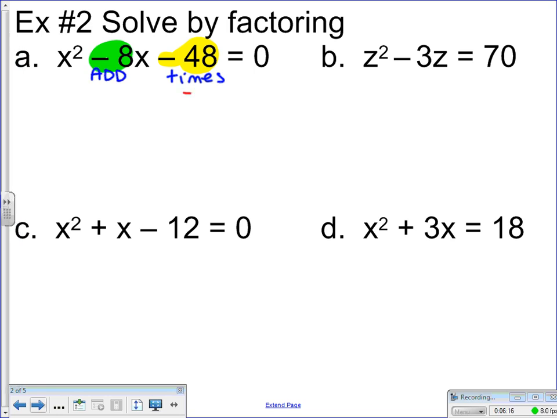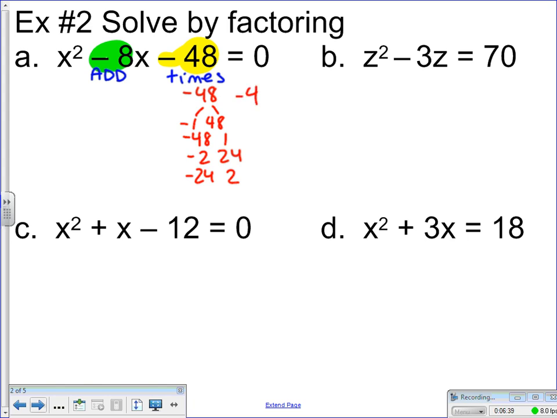So, negative 48 is negative 1 times 48. That's not going to work. Or negative 48 times 1. Neither one of those is going to add up to negative 8. 2 and 24 are going to give me the result I want. Let's see.